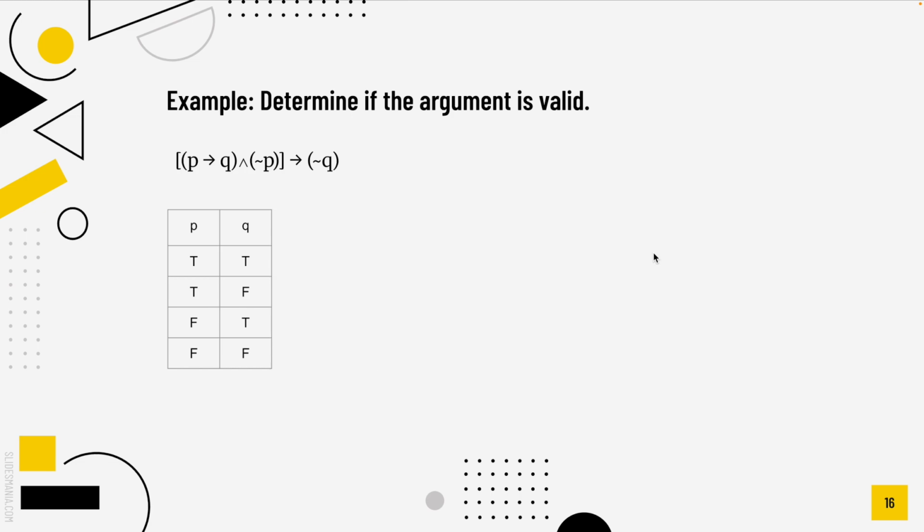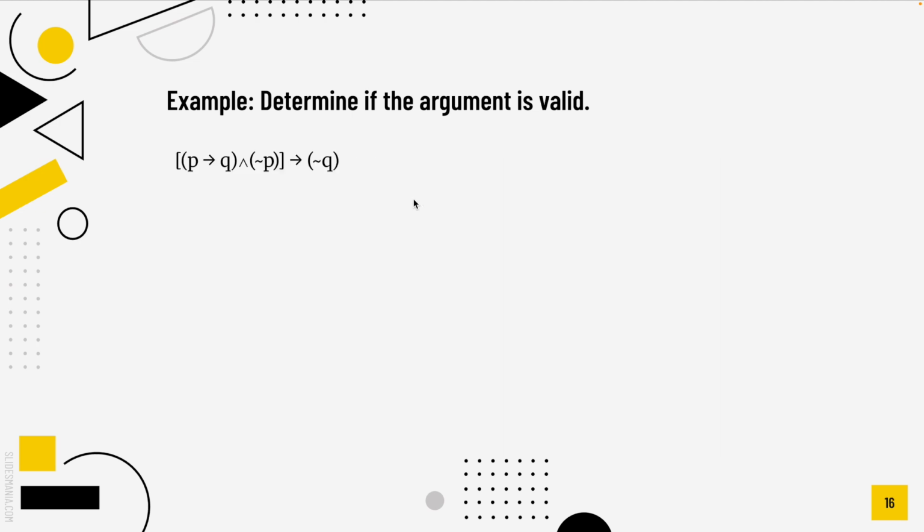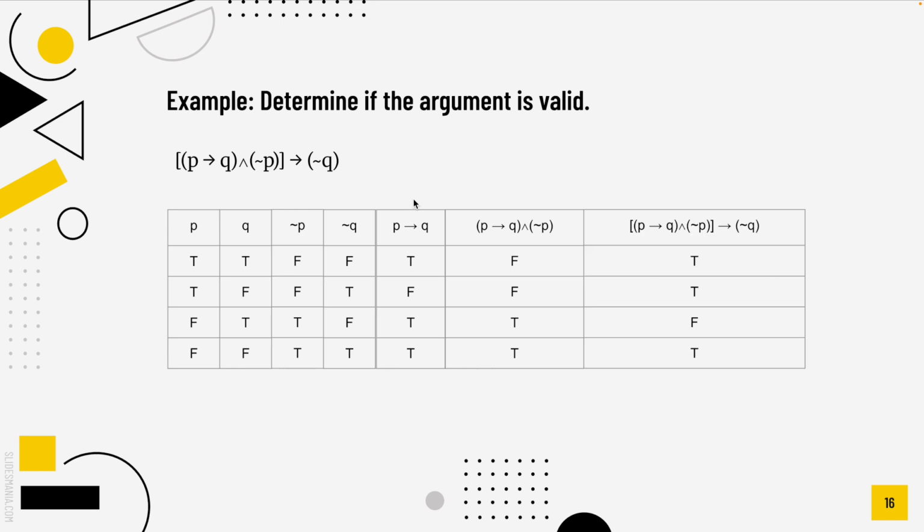So if we look back, we're saying that if the example is not hard, there's a chance that you could have done your homework or not done your homework. Because this only states if the example is hard, then you do your homework. It doesn't state if the example is not hard, did that mean that you didn't do your homework. So there is one situation in there where it's not true and therefore it is invalid.